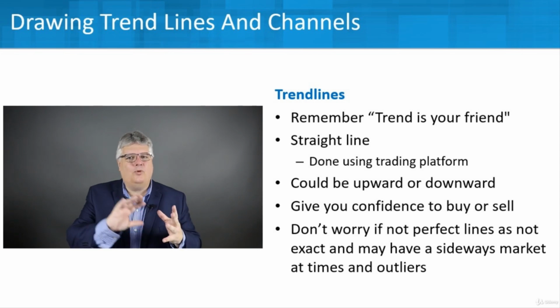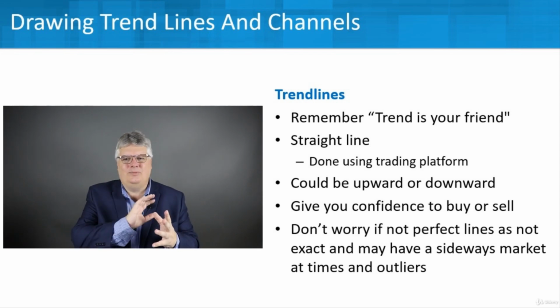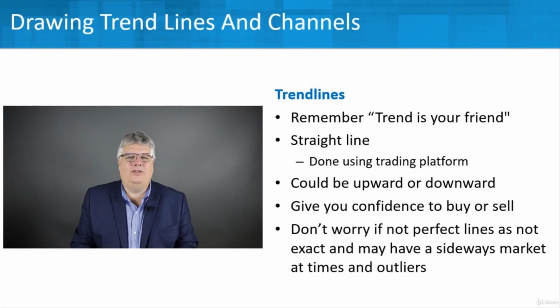And again, trends could be an upward trend or a downward trend. In our trend lines, there would be straight lines indicating either an upward trend or a downward trend. And the thing with identifying trends and using trend lines is that it's going to give you more confidence in your buy and sell decisions, because you're now visually showing the trends and you can trade off that.